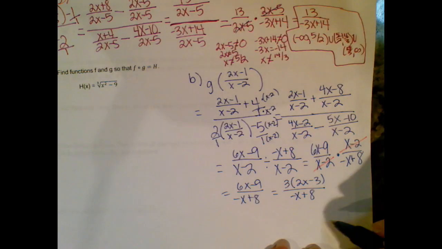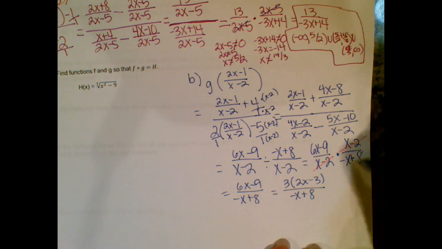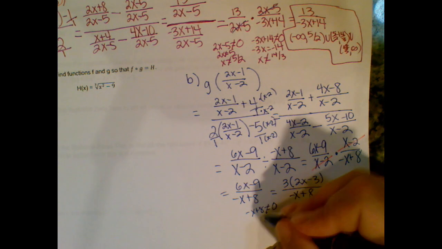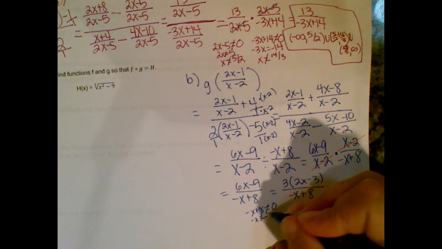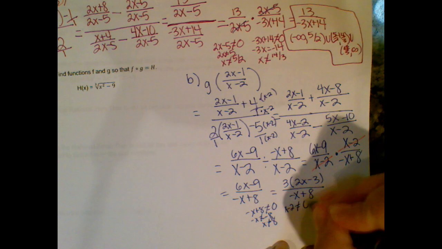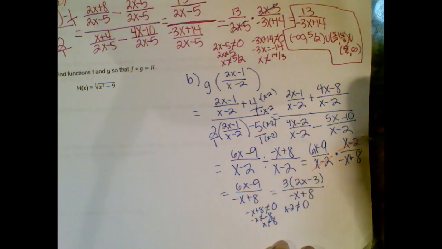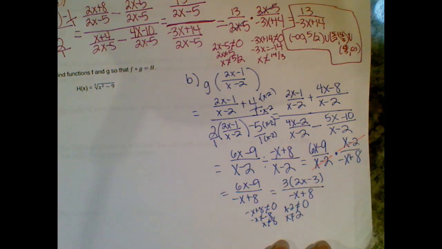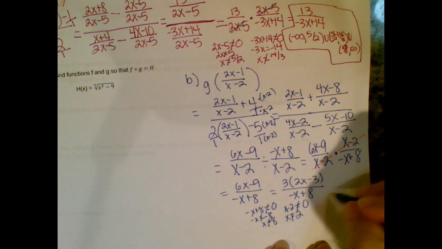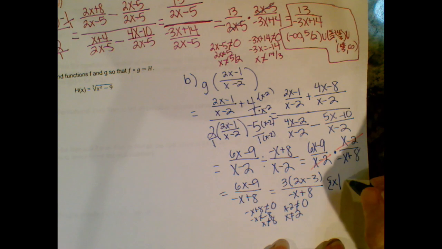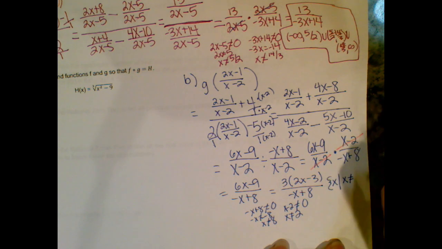So domain restrictions, I know that negative x plus 8 can't be 0. So subtract 8, and x can't be 8. I also know that x minus 2 can't be 0, because all of these are x minus 2's in the denominator. So that means x can't be 2. So here's my result. My domain, if I were to write it in set notation, is x such that x is not equal to 2 and 8.